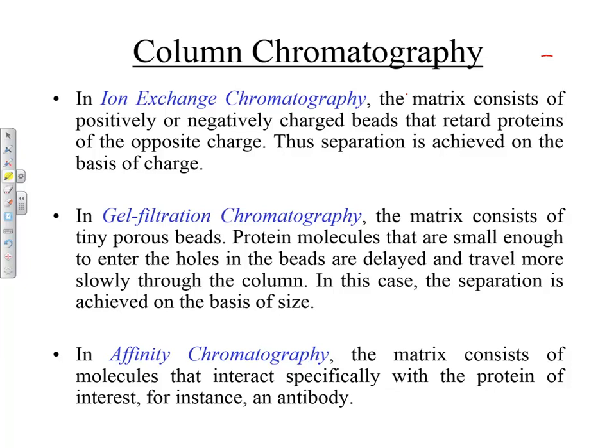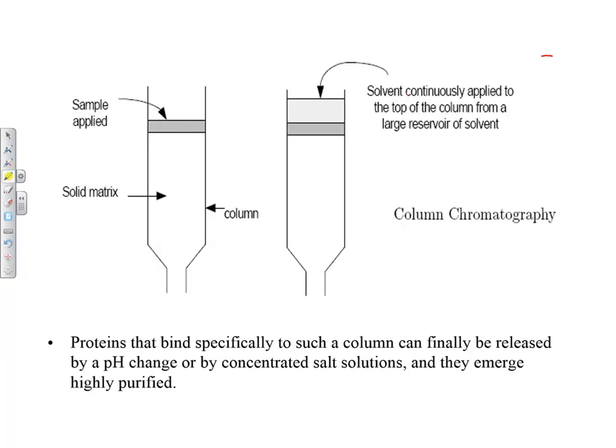So these are the three main types of chromatography that are extensively used. Now in all three of them, basically you're trying to get the proteins that you're interested in to bind to the matrix, whether it is because of opposite charge, because of size, or because of antibody properties, antibody-antigen binding. But then later on you need to separate out the proteins that have gotten stuck to this solid matrix. That can be done by a pH change or by concentrated salt solutions. The proteins which bind specifically to such a column can be finally released by this pH change or by concentrated salt solutions, and then they emerge highly purified.